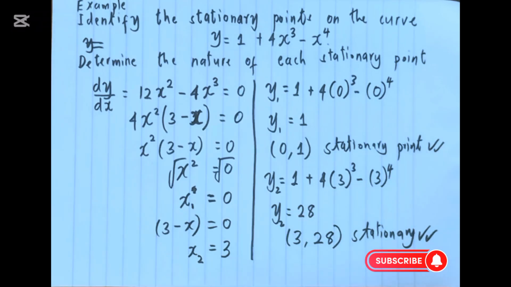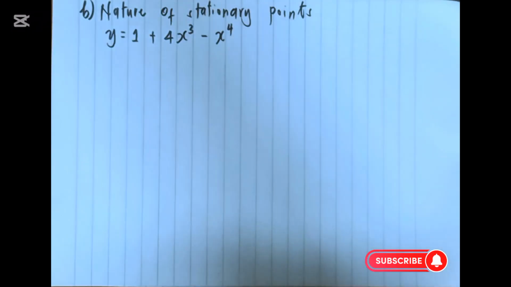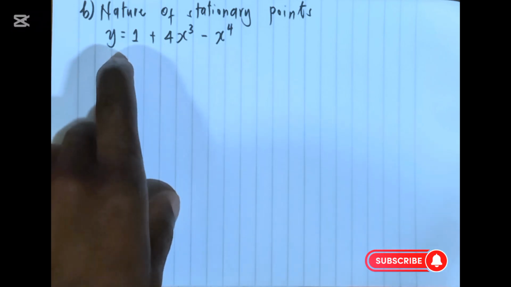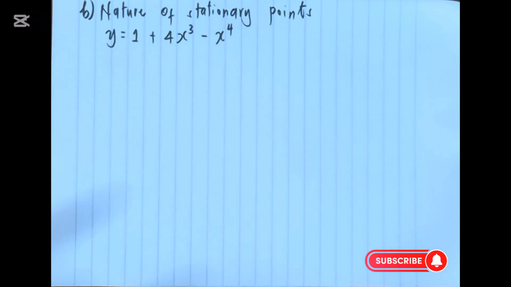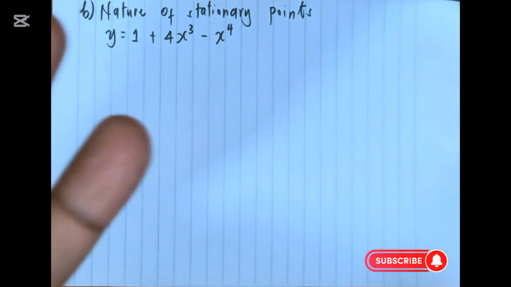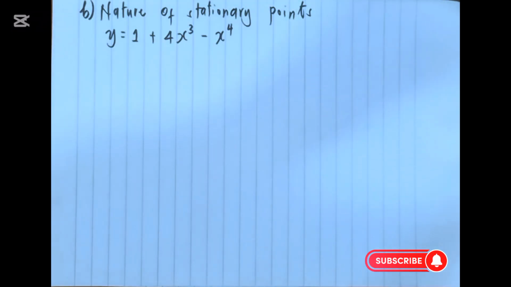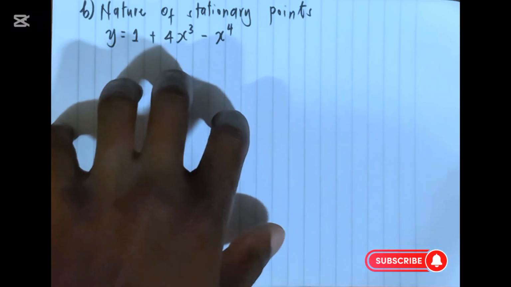All right, so let us do that and see what we get. Awesome. So to find the nature of our stationary points, remember we are going to take the second derivative of our function y. We mentioned key points: when the second derivative is a positive number, it's a minimum turning point. If it's a negative number, then it is a maximum turning point. However, when it is equal to 0, we said that it is a point of inflection. So that is what we are basically going to do here.